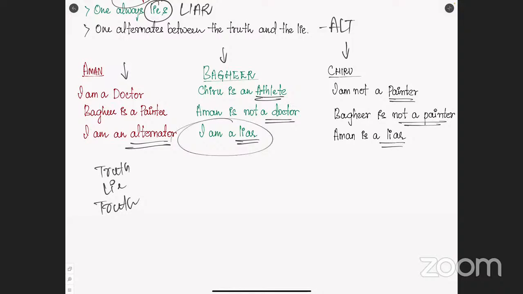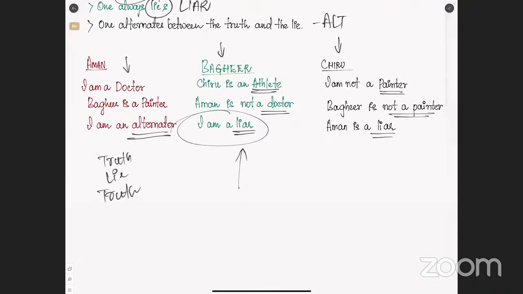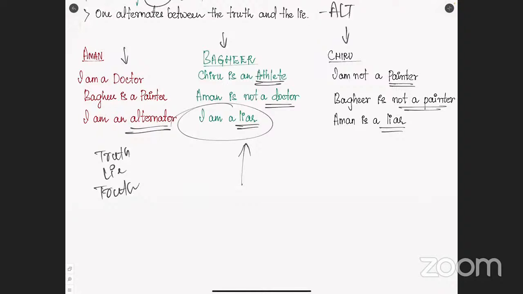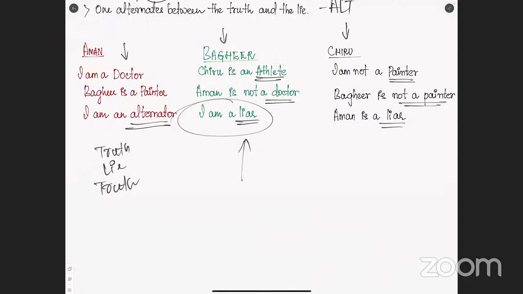I am a liar. So if you identify this particular statement in the question, then the rest of the statements really don't matter, because whoever is saying this belongs to a particular category. Whoever is saying this statement, that is, I am a liar. Now, if Baghir says I am a liar, and if he's actually a liar, then he will be a truth teller, which cannot be the case because he's saying I am a liar.